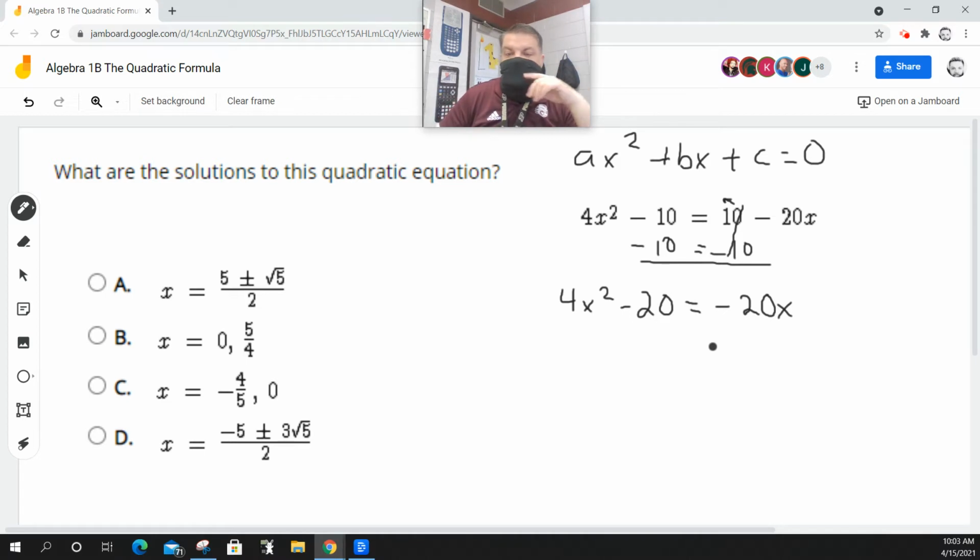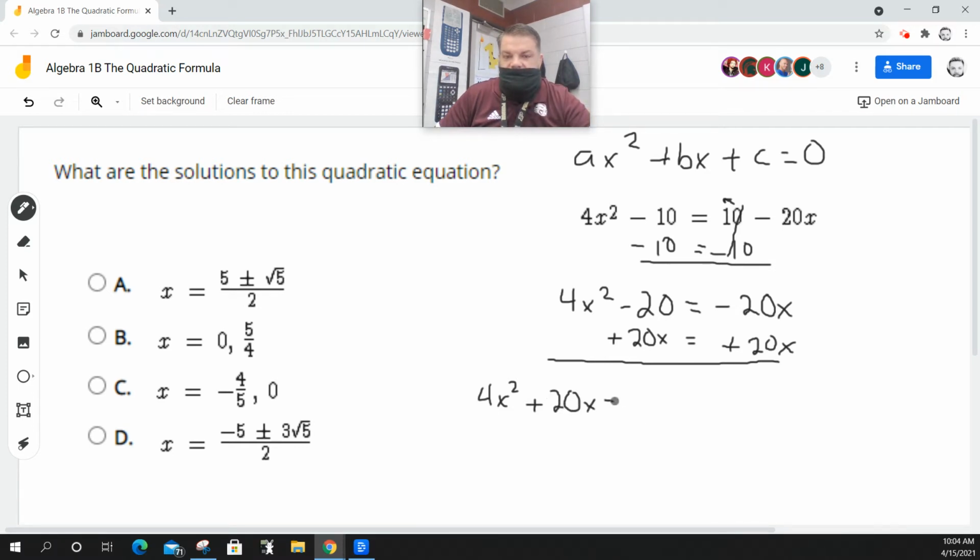I need to move the negative 20x over, so I do the opposite. I add 20x, and whatever I do on one side of the equal sign, I have to do to the other. X to the first power is the only term with x to the first power. So on the left-hand side, I've got 4x squared, which is a different power than positive 20x, or term. They're not like terms, is what I'm trying to say. And then the constant, negative 20. And then these cancel over here, so I'm left with 0.